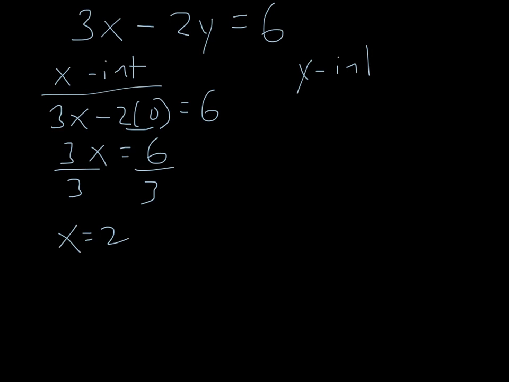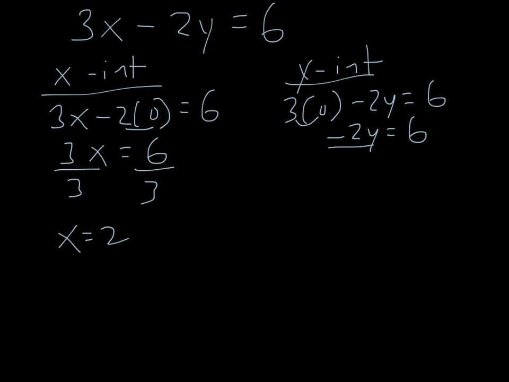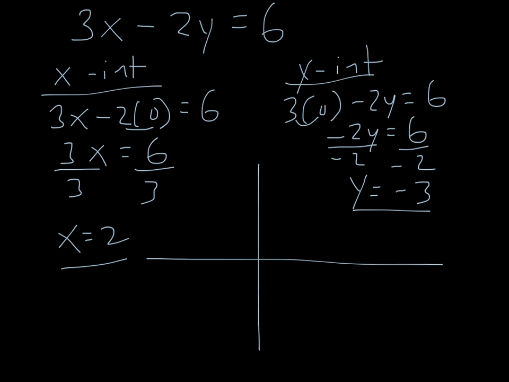For the y-intercept, similarly, I'm going to plug in 0 for x in 3x minus 2y equals 6. Well, again, 3 times 0 is just 0. So this leaves me with negative 2y equals 6. I can divide by negative 2 on both sides. I get y equals negative 3. This is my y-intercept.